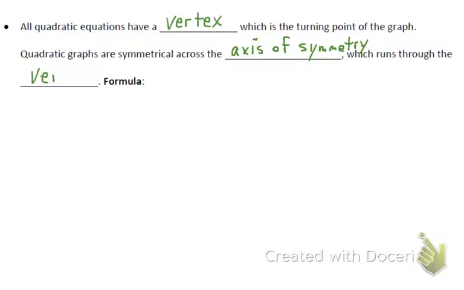They're symmetric across the axis of symmetry, which runs through the vertex, and the formula for the axis of symmetry is x equals negative b over 2a. Because we'll be focused on quadratic functions, the axis of symmetry is always going to be a vertical line. So that's why we'll see x equal to a number for the axis of symmetry.